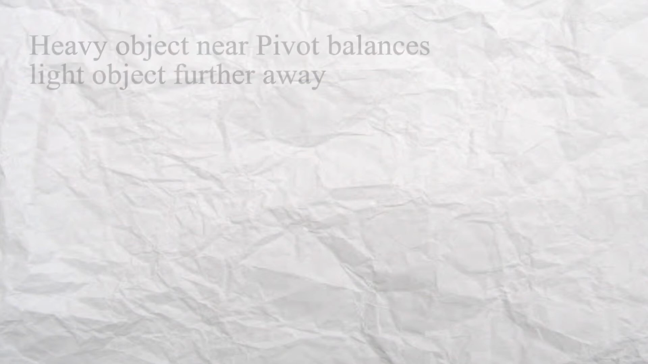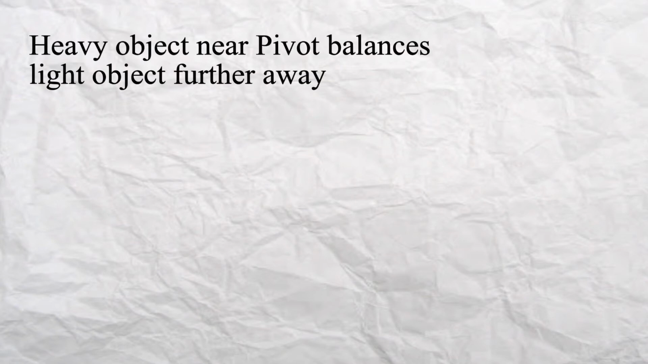Language is really important here. Let's use the key words we met earlier. We can balance a seesaw if the heavy object is near to the pivot or fulcrum and the lighter object is further away. For example, if the heavy object is 5 times heavier, then the light object has to be 5 times further away.